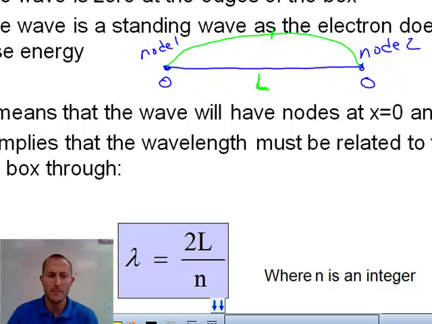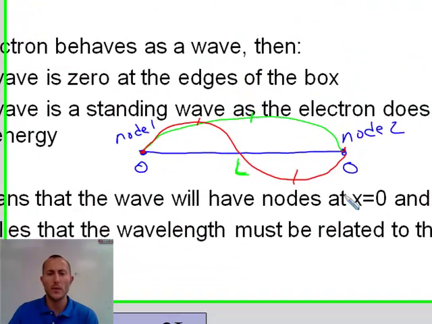And then the next wavelength that would be in there, or the next wave function, would be the length of the box, because we now again still have a node here and a node here, but we have two antinodes. And so there's a relationship between the length of the box and the wavelength that we can see there.